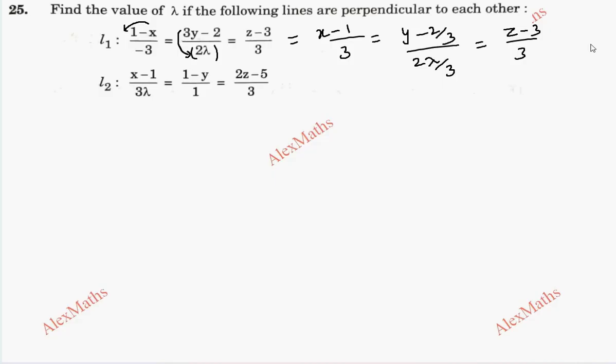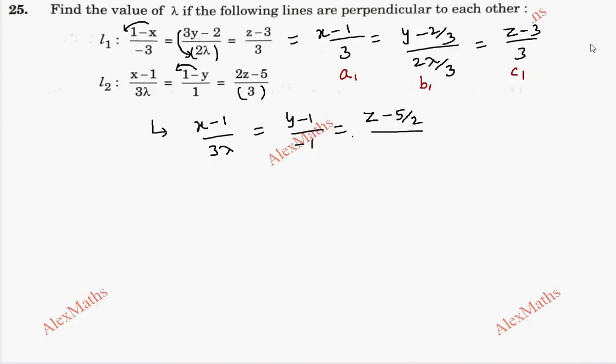So here this is our a1, b1, c1. In the same way, from the line 2, it is x minus 1 by 3 lambda equal to, taking minus sign common, we get y minus 1, and the minus is carried to the denominator, so it is minus 1. And now taking 2 common, it is z minus 5 by 2, and this 2 will come to the denominator of the denominator, which is 3 by 2. And this is a2, b2 and c2.